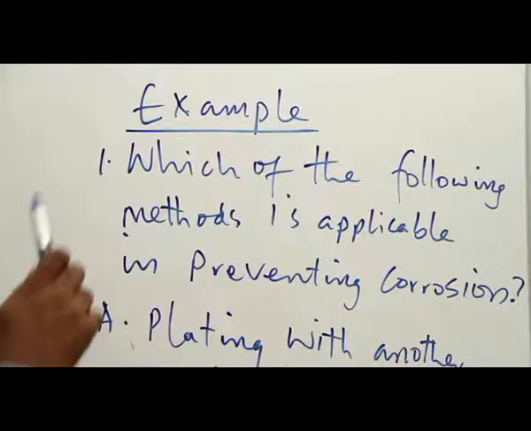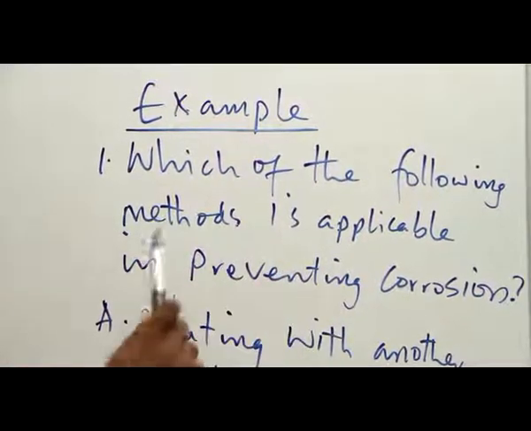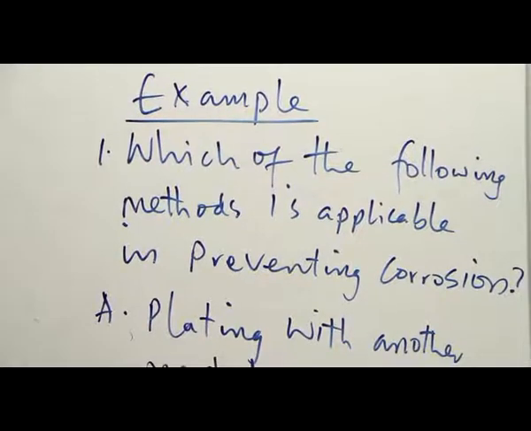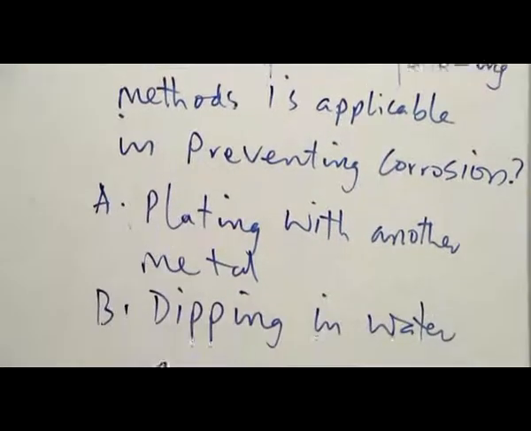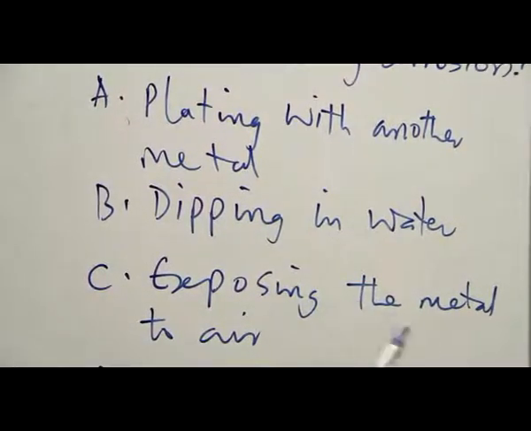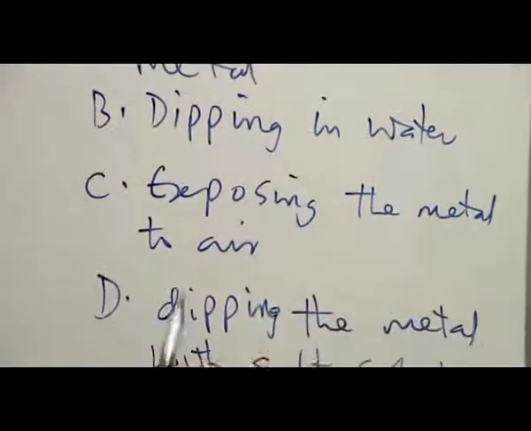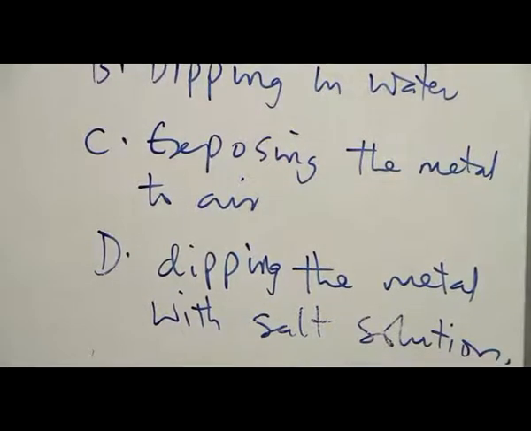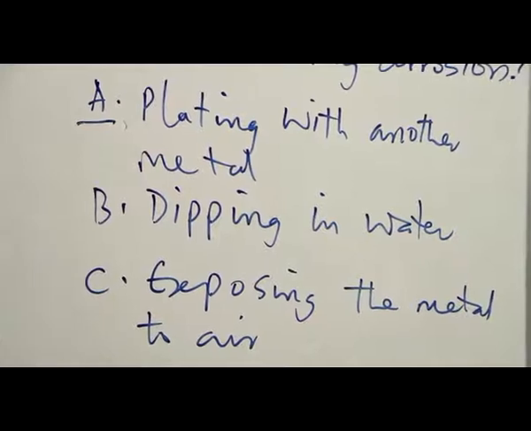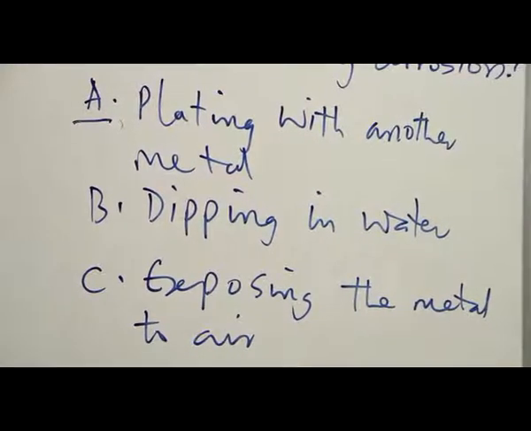Example. Number 1. Which of the following methods is applicable in preventing corrosion? A. Plating with another metal. B. Dipping in water. C. Exposing the metal to air. D. Dipping the metal in salt solution. The correct answer is option A, plating with another metal, because it will prevent corrosion. Options B to D cannot prevent corrosion.